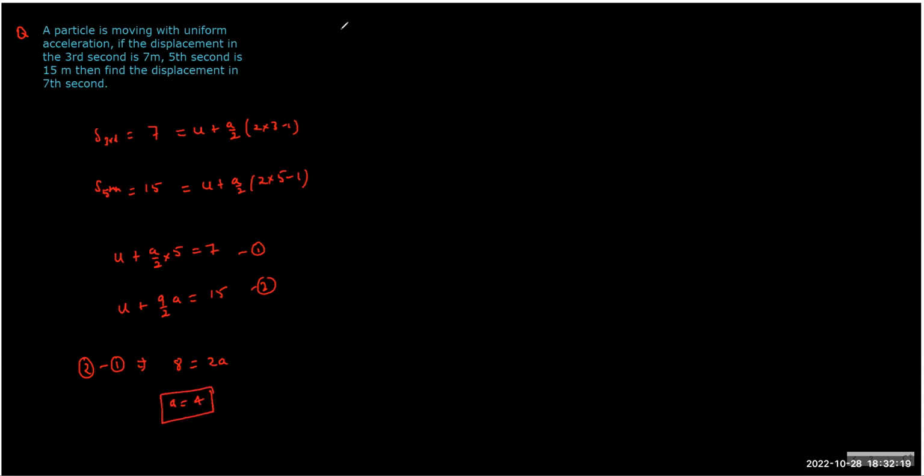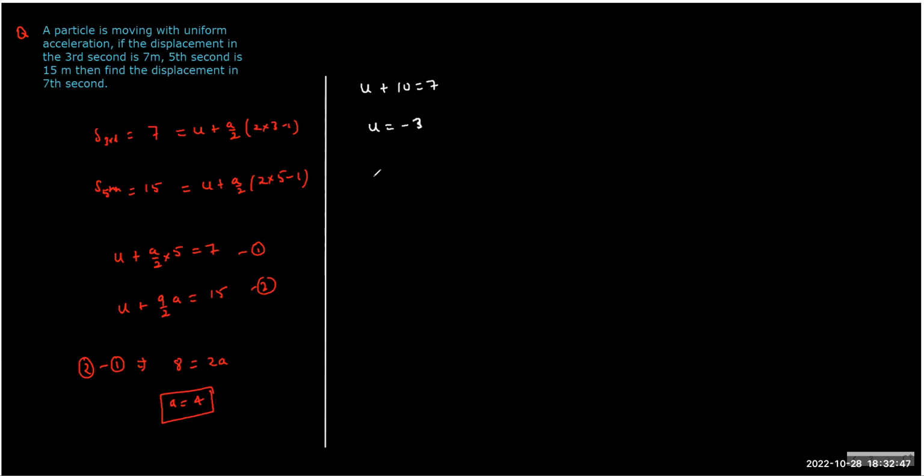Yes, sir. Very good. I think Prashansa also got a as 4, right? Yes. And then you can substitute the a value in any of the equations to get u, right? So u plus a by 2, which is 2 times 5 is 10, equals 7. So u turns out to be minus 3, which means the initial direction of velocity was opposite to the acceleration.